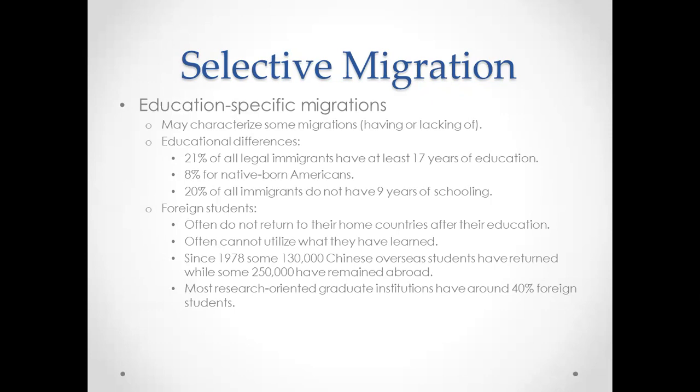So, in terms of differences, okay, so 21% of all illegal immigrants have at least 17 years of education. Sa Amerika, ito na sa taba. 8% for native-born Americans. 20% of all immigrants do not have 9 years of schooling. Okay? Sa setup ito ng Amerika ha.